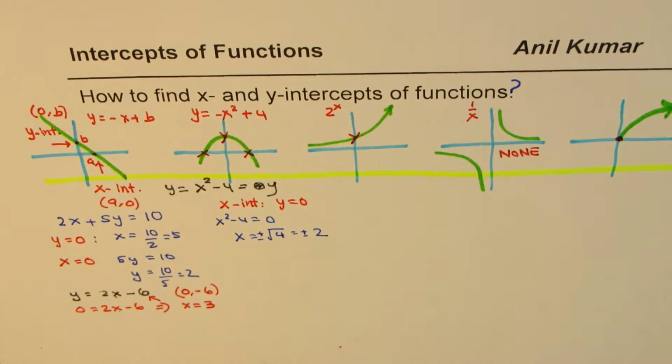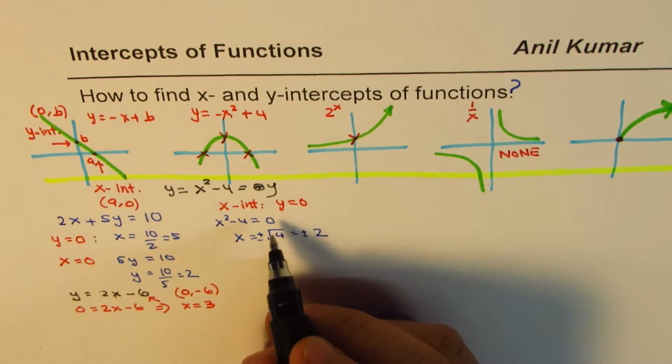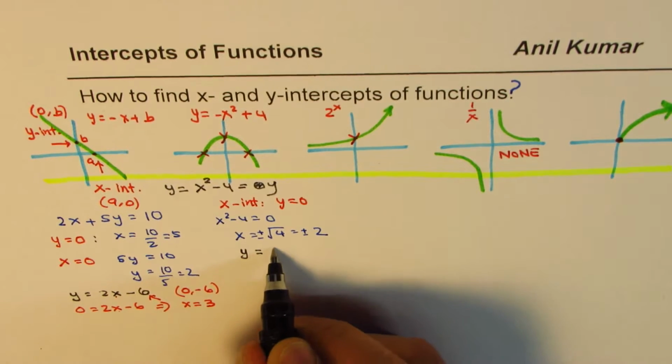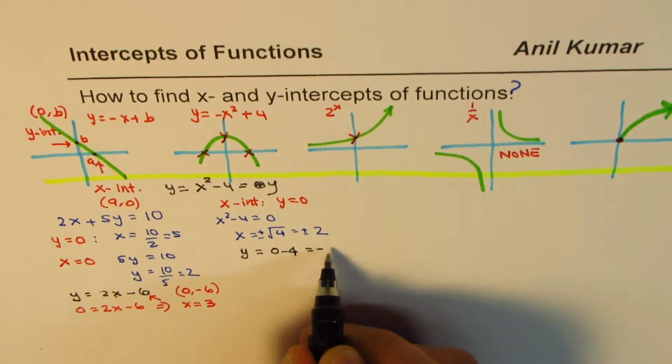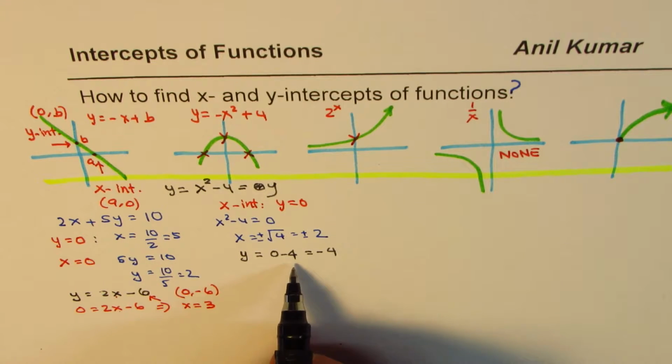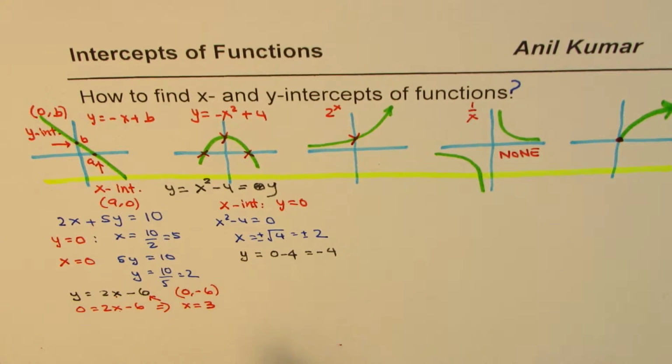And to find the y-intercept, we just equate x as 0. So we say y equals 0 minus 4, which is minus 4. So we get the y-intercept from the equation by substituting x equals 0, right?